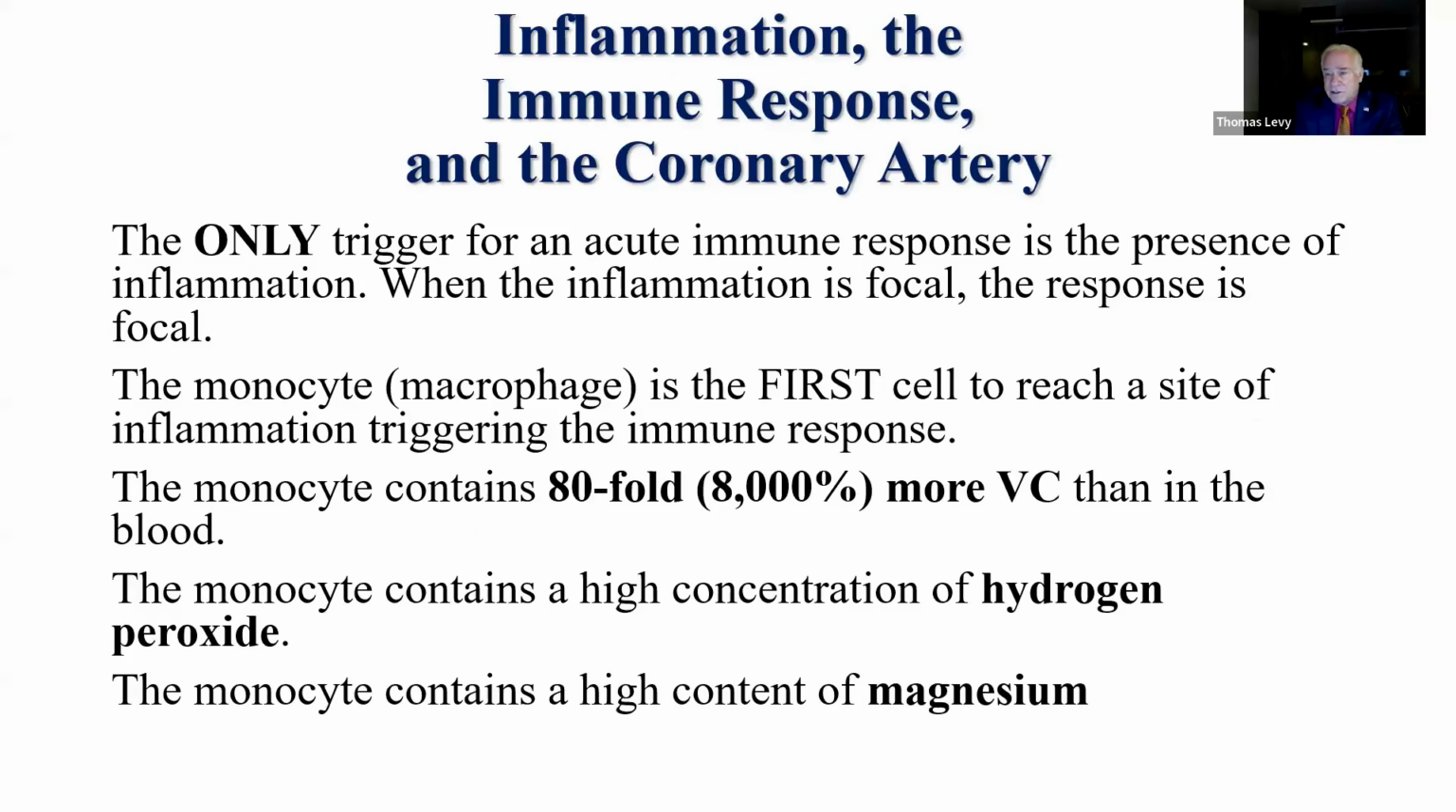Now, what is the first cell of the acute immune response to show up at the site of inflammation? It's the monocyte. What's inside the monocyte? The monocyte has 80-fold, 8,000% more vitamin C than in the blood. It's the most vitamin C-packed cell that you can have. Also, the monocyte contains a high concentration of hydrogen peroxide. Also, the monocyte contains a high content of magnesium.